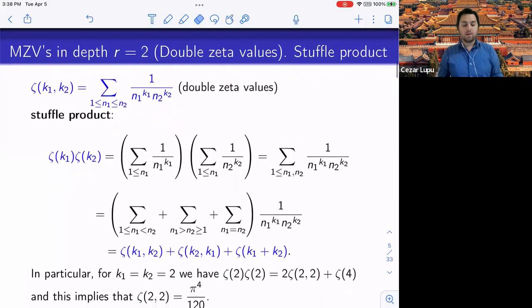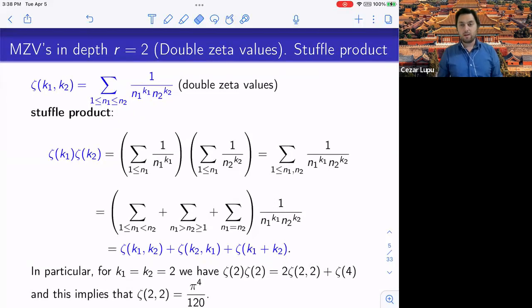So in depth 2, we deal with double zeta values, and the double zeta values are these numbers, zeta of k1, k2, or these double sums here, right? And the way to obtain these double zeta values is just to multiply 2 single zeta values. And as you can see here, once we multiply 2 single zeta values, we can split this sum and do it in a naive way, just like Euler did it. So we can multiply zeta of k1 times zeta of k2, and we can split this sum.